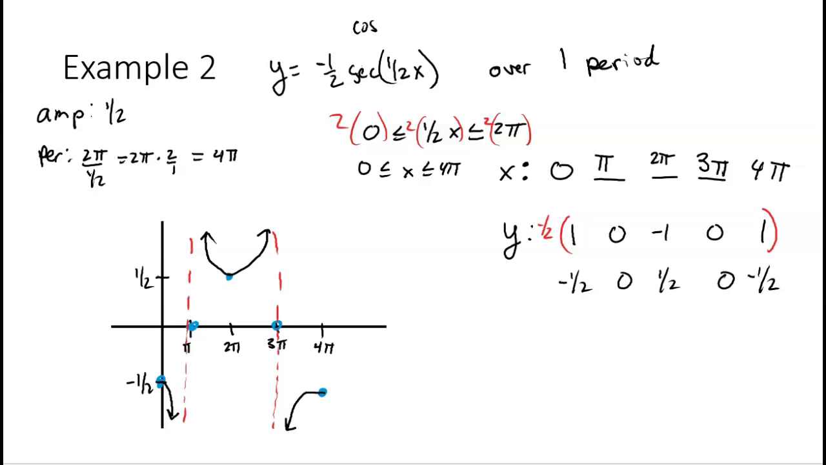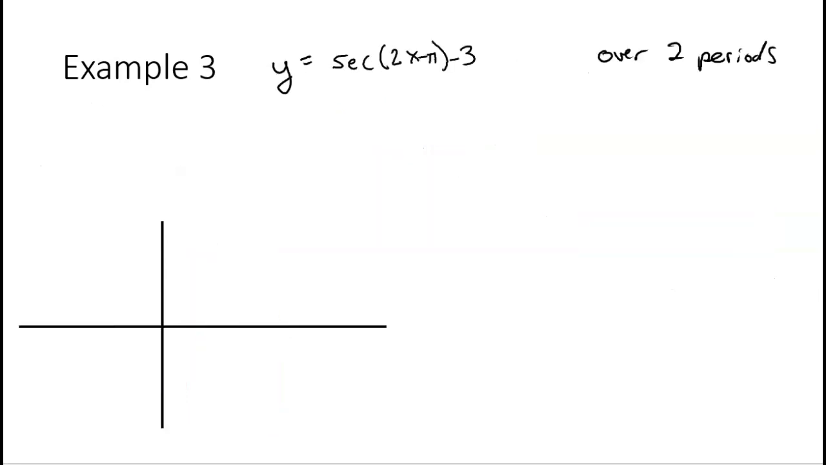Okay. So let's add in a horizontal and a vertical shift. And let's graph this over 2 periods. So final example number 3. So secant of 2x minus pi, minus 3.